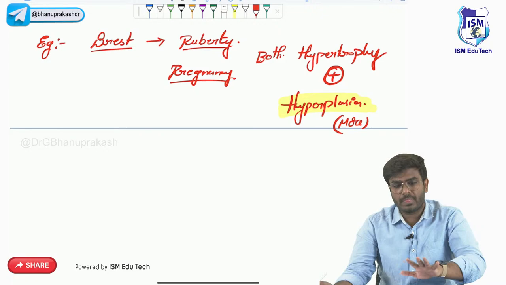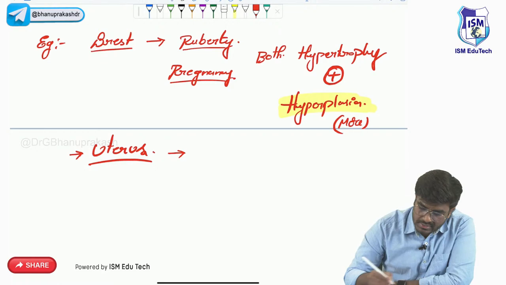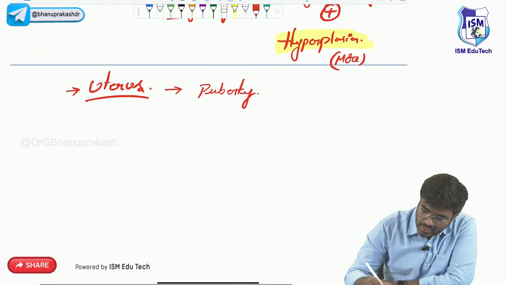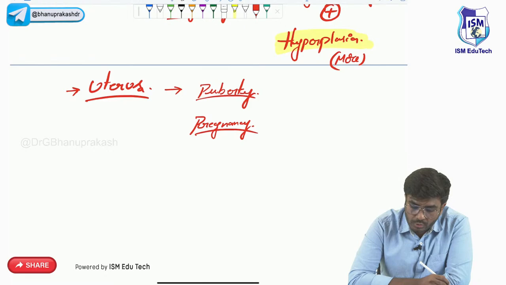Uterus in females, uterus is there, right? Okay, the one which carries the baby, the womb. Now, uterus is going to increase in size during puberty. During puberty, when a female is maturing, her uterus size will increase, as well as during pregnancy. In pregnancy, it has to carry a 5 kilo baby along with the amniotic fluid. So during puberty and pregnancy, the uterus size increases.